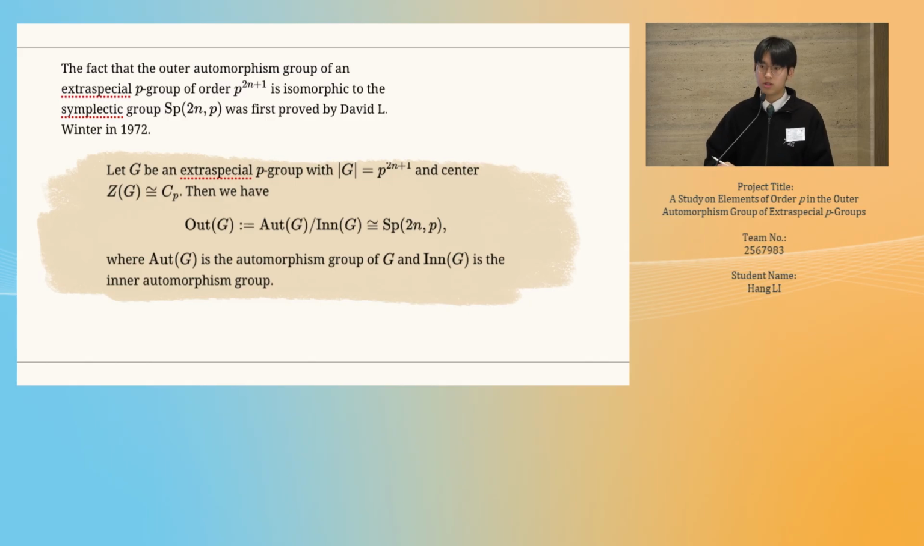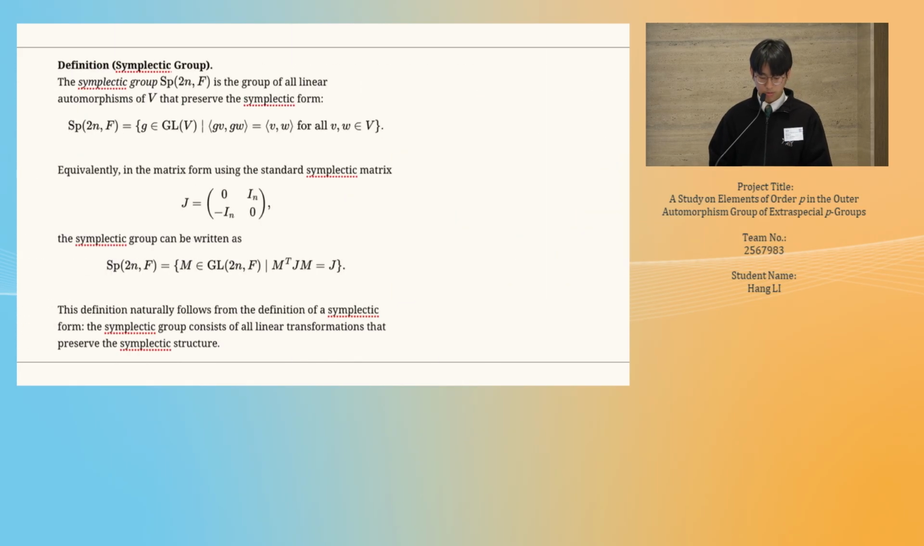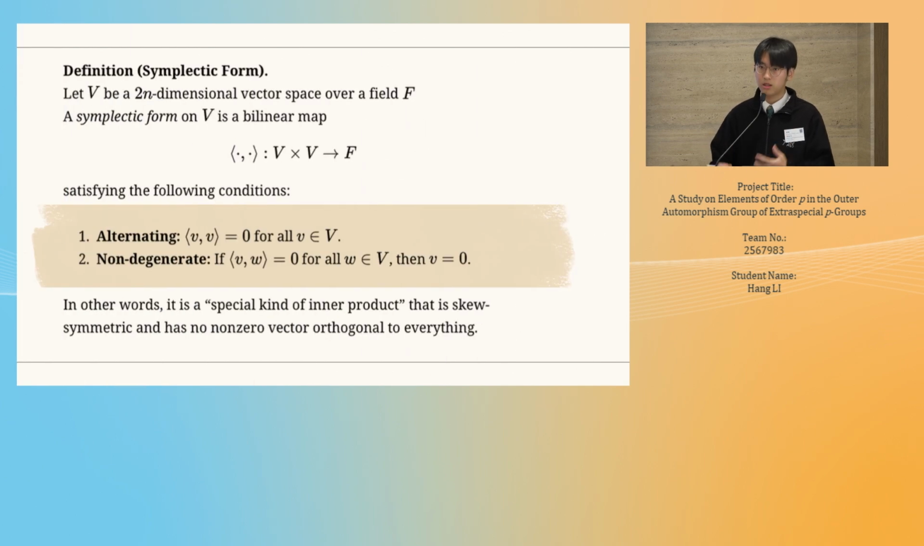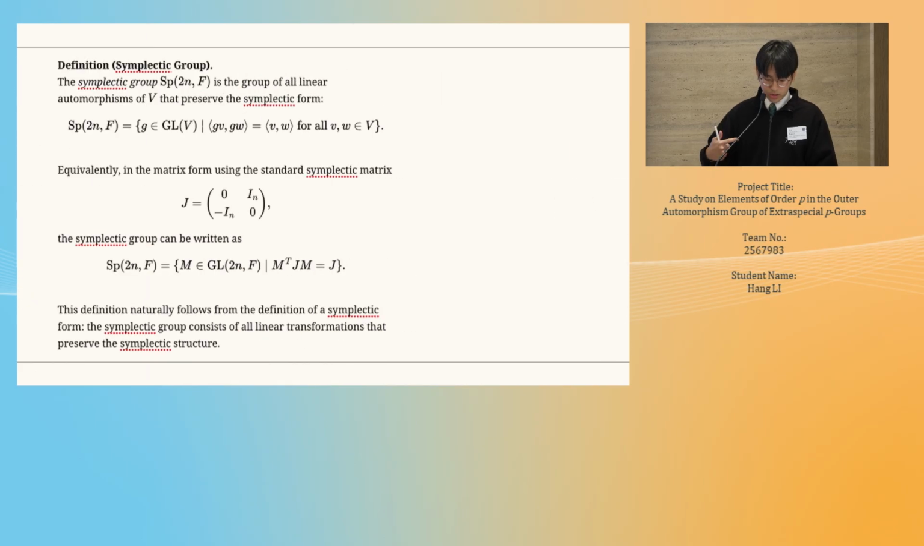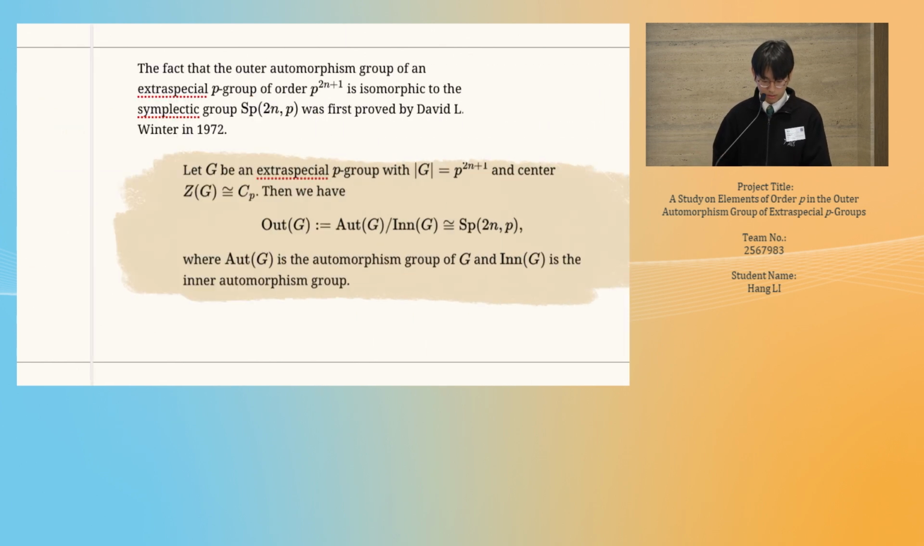But let me introduce what the symplectic group is. Before I talk about the symplectic group, I need to talk about what a symplectic form is. A symplectic form is a bilinear form that calculates the oriented area of two vectors, and the symplectic group is just the matrices that preserve this property. You see, if you multiply the matrix into the vectors, it doesn't affect the answer. So that is the definition of a symplectic group.